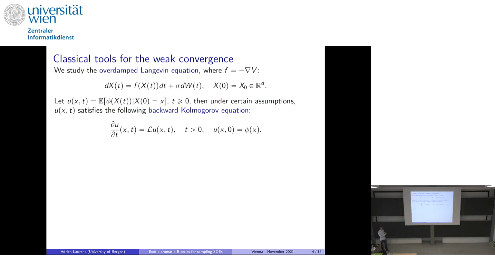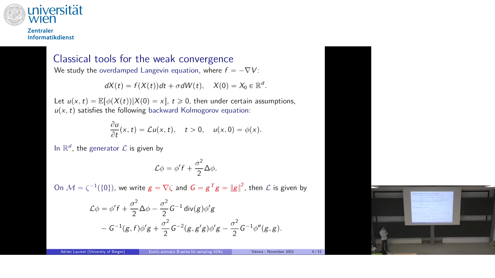So instead, we will use this generator and we'll make a Taylor expansion of U. So L in R^d is given by this operator. It's phi prime f, which means the sum of d_i phi f_i, plus a constant times the Laplacian. This is very important because we will try to represent such operators, and to do this, we need to be able to represent standard derivatives with standard B-series and Laplacians that are completely new.